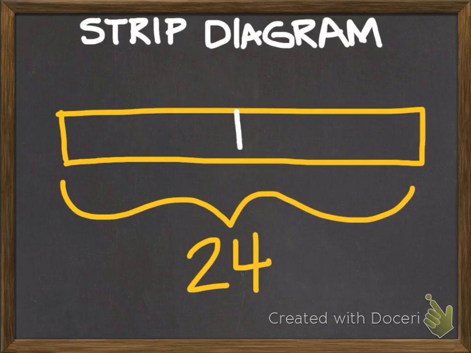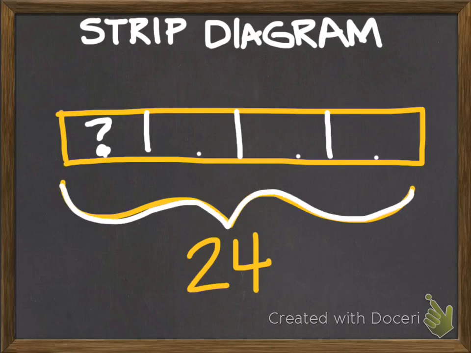So I'm going to split up this bar into 4 equal groups. You see how I made 1, 2, 3, 4 equal groups here? That's right. In division, we're only looking for how many are in one group. So this is what a division strip diagram looks like. You know what the whole thing is, and you're just wanting to find out what one part is. Okay, so that's how we represent it with a model.